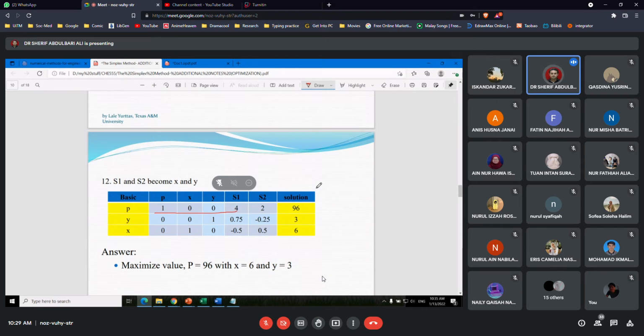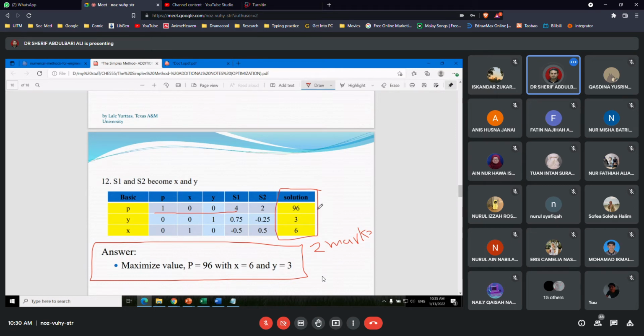When you find the solution, don't forget to write this box in here. This box is 2 marks. In the final exam, we are giving you 2 marks only, just to say this. So you need to translate what this table means. You are looking at the solution column. So what you are going to say is, your objective function is maximized by the value of 96. So you're going to maximize the P with the value of 96.